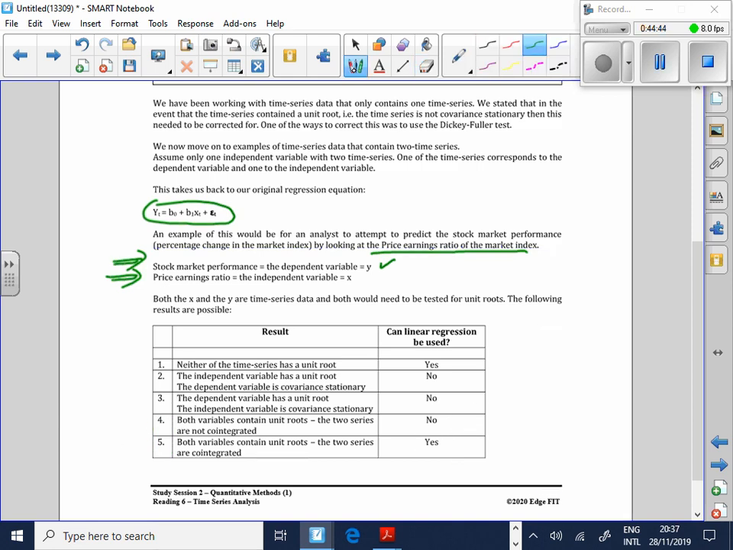Neither has got a unit root. Brilliant, I can use it. Independent's got a unit root, and the dependent not, can't use it. Dependent's got a unit root, the independent not, can't use it. Now the question for cases 4 and 5 is, what if both have got unit roots? Now I've got to ask myself the question, is the data co-integrated? If it is co-integrated, in other words, economically linked, I can use it. If not, I can't use it. How do I test for co-integration of the data? The Dickey-Fuller test again. Nothing more fancy than that. That's all I want you to know.